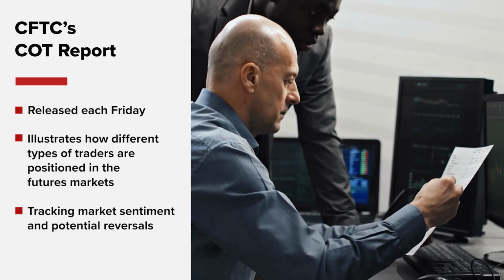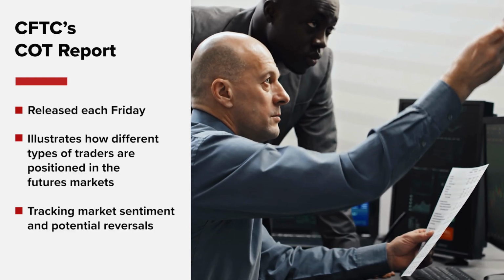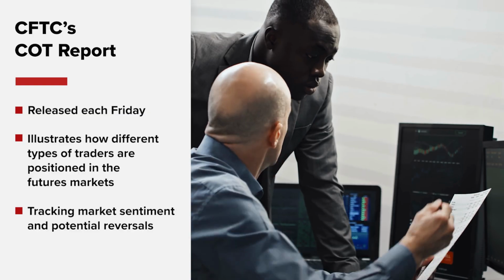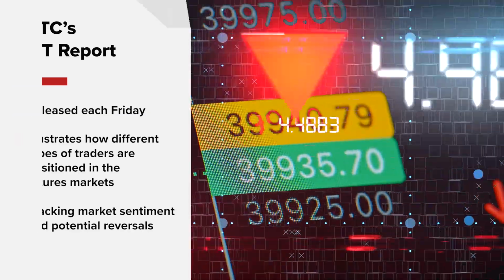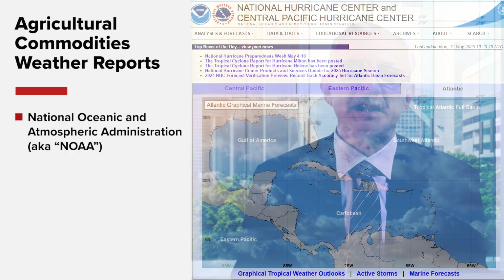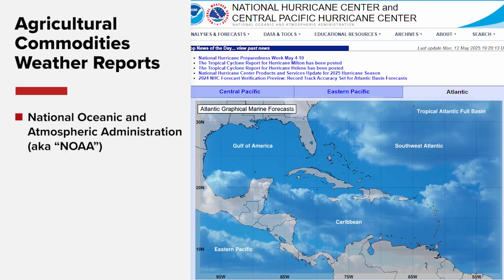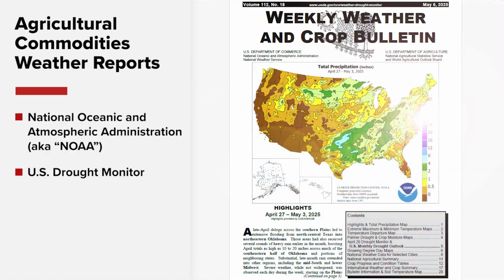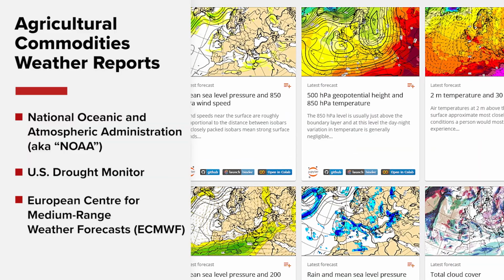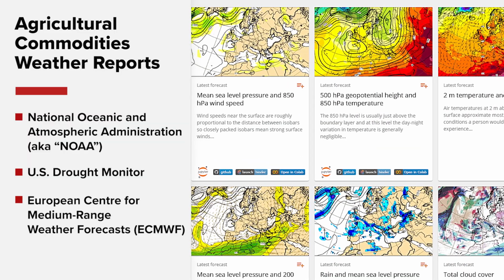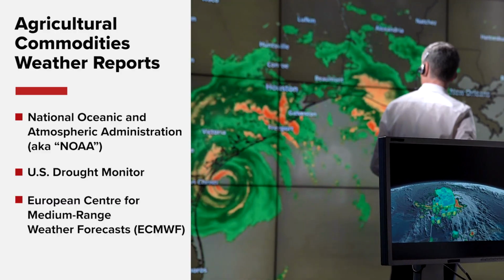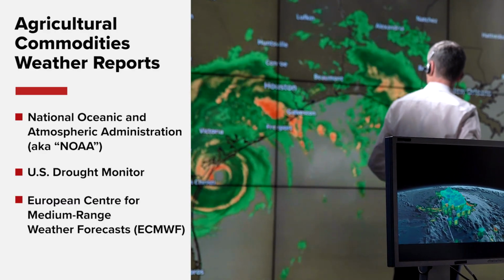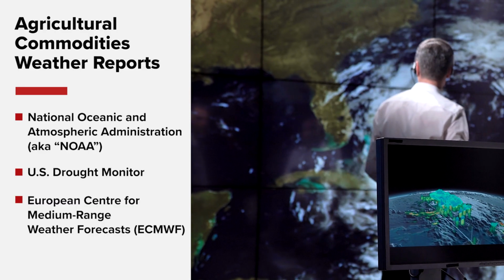For example, if speculators are overwhelmingly long corn contracts, this might indicate a bout of overconfidence or a setup for a pullback. Other reports released by the U.S. and international governments can help address weather-related risks to agricultural commodities, including from the National Oceanic and Atmospheric Administration, or NOAA, as well as the U.S. Drought Monitor and the European Center for Medium-Range Weather Forecasts, all of which can help provide outlooks on weather conditions such as hurricanes and El Niño events, as well as other temperature and rainfall anomalies.